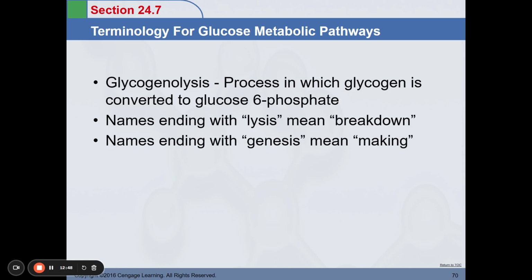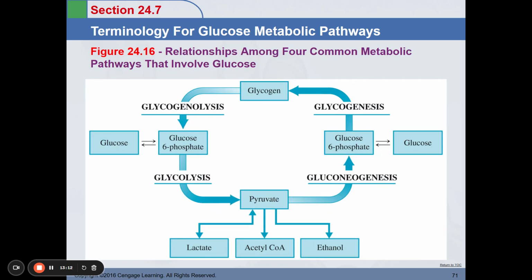Glycogenolysis is the lysis, or the breakdown, sorry, of your glycogen into glucose. To be specific, it is mainly converted to glucose 6-phosphate, and glucose 6-phosphate will be converted using glucose 6-phosphatase into glucose. So a name ending with lysis means breakdown, and genesis means making or producing.